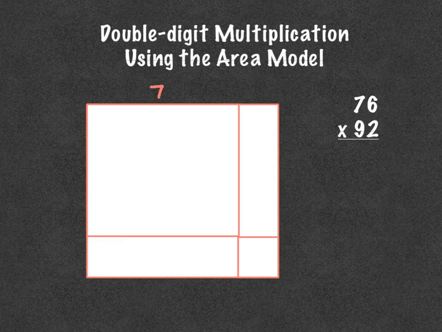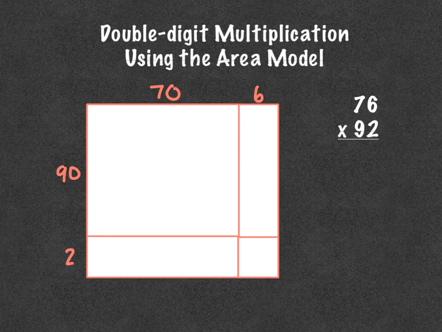So it's going to be 70 plus 6, okay? Then for this next part, we're going to break apart 92. So this would be 90, and this would be 2. So this is going to set up the exact same way that we did before.